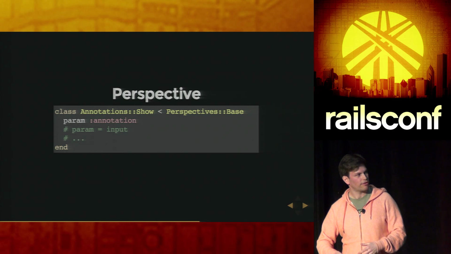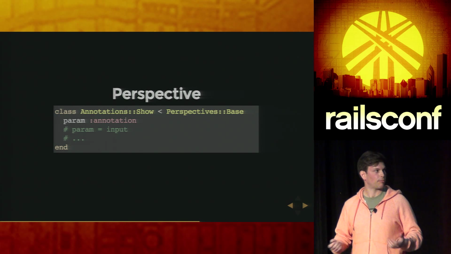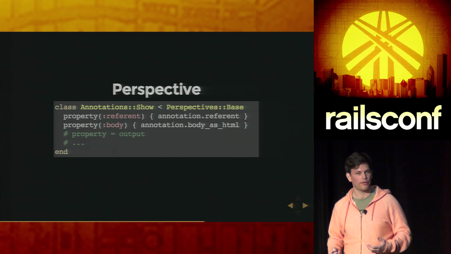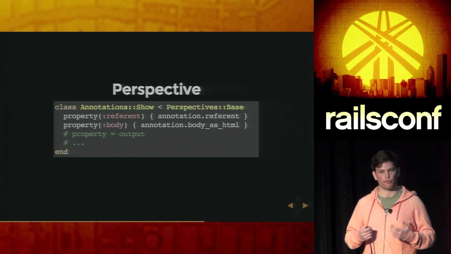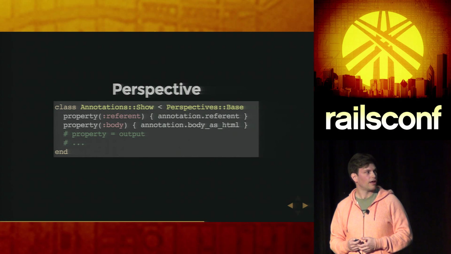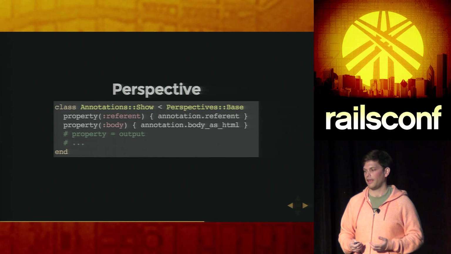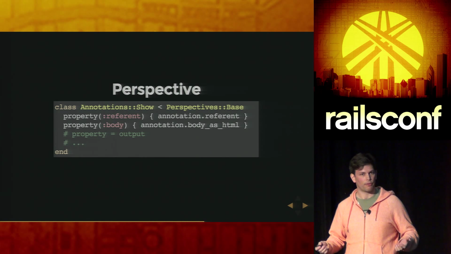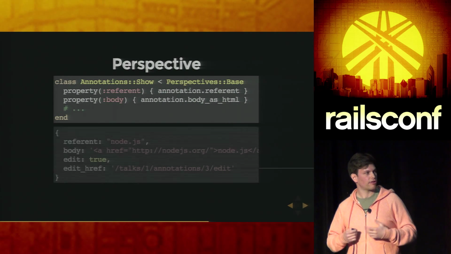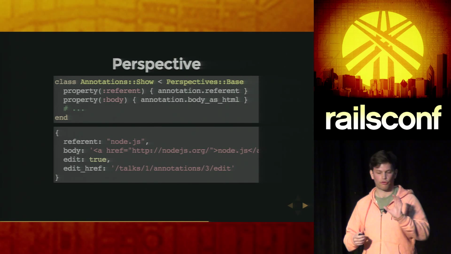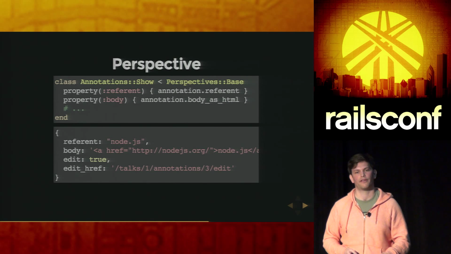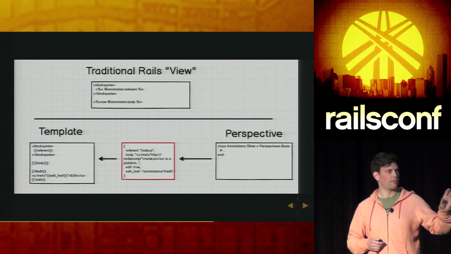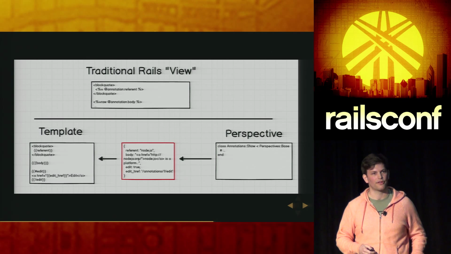So you can specify inputs, which you specify with params. So you could say param annotation, this perspective expects an annotation as input. You can specify outputs. This perspective outputs referent, which is the annotation's referent property. It also specifies body as a key, and that's the annotation's body as HTML, so this is going to be raw HTML. So properties are output, and these are actually just keys in this hash. So we can just turn this perspective object into a JSON object, and then that can be rendered anywhere. So now that we know what this perspective object is, it should be pretty self-explanatory how we get from the right over to the left and render this template.